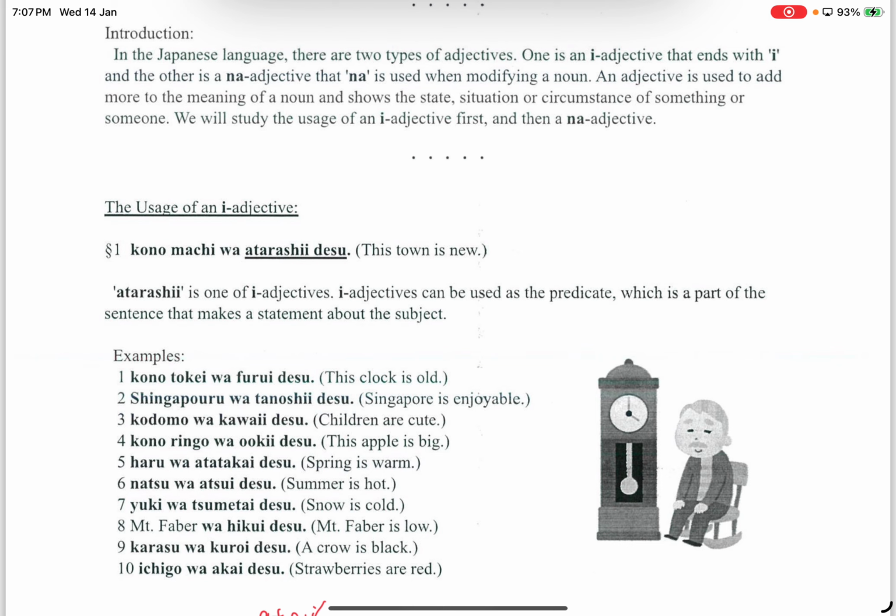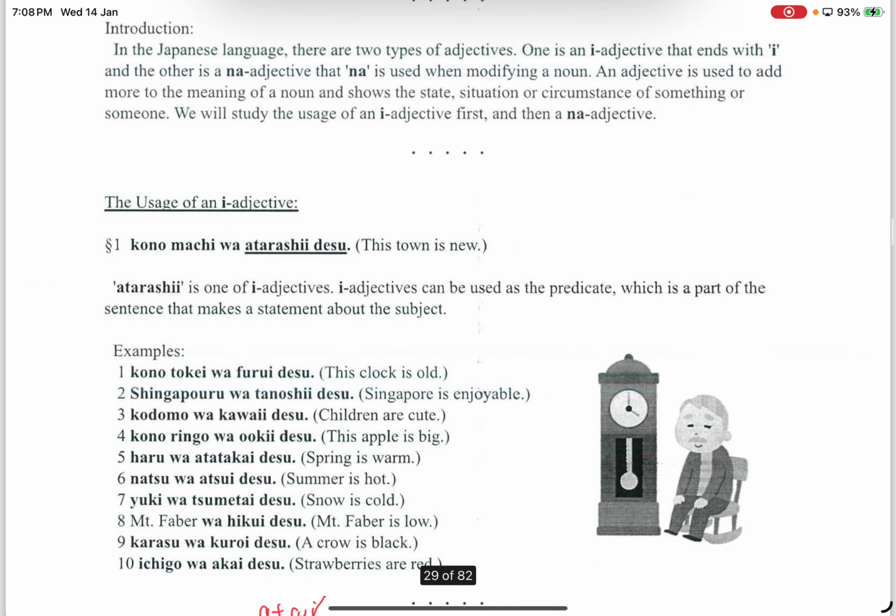For example, this chair is expensive, or this table is expensive, right? I use it behind the noun. Or this expensive table is something, something, something. So I can use it in front of the noun as well. So adjectives work the same as in English. But to put them in a sentence, both the i adjective and the na adjective have their own special points. So we start with the first one, the i adjective.